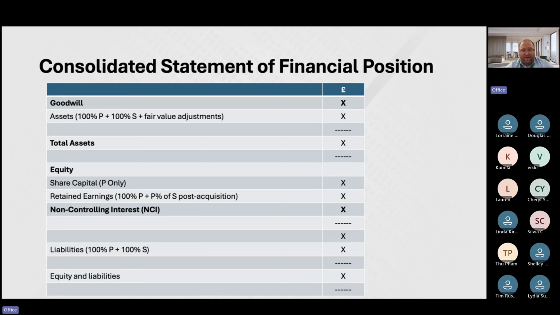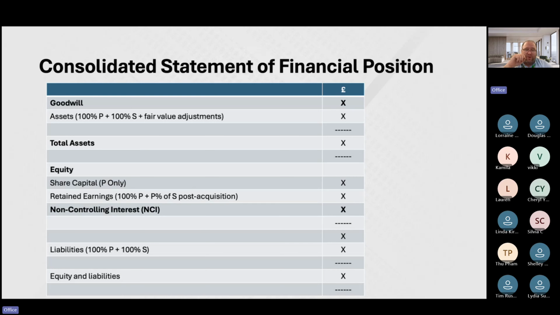And then you've got that non-controlling interest, which we spoke about. That represents the equity interest in the subsidiary not attributable to the controlling interest. So the bit of the subsidiary that's not owned by you. Add all that lot up and that'll get you total equity.